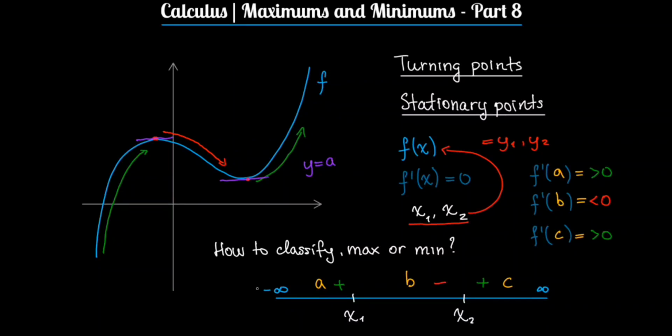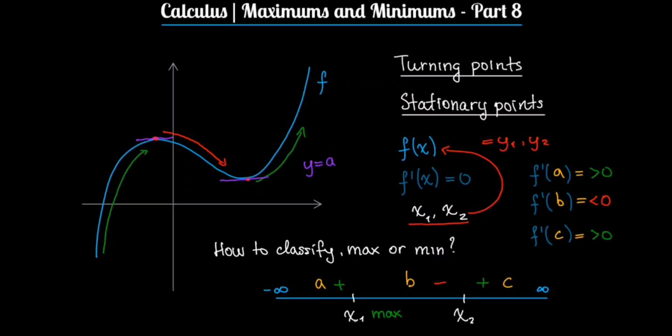From this information on the number line, it tells us that from this interval -infinity to x1, our function was increasing, and then it reached a point x1 and started decreasing. Logically, that would mean that x1 is a maximum point.